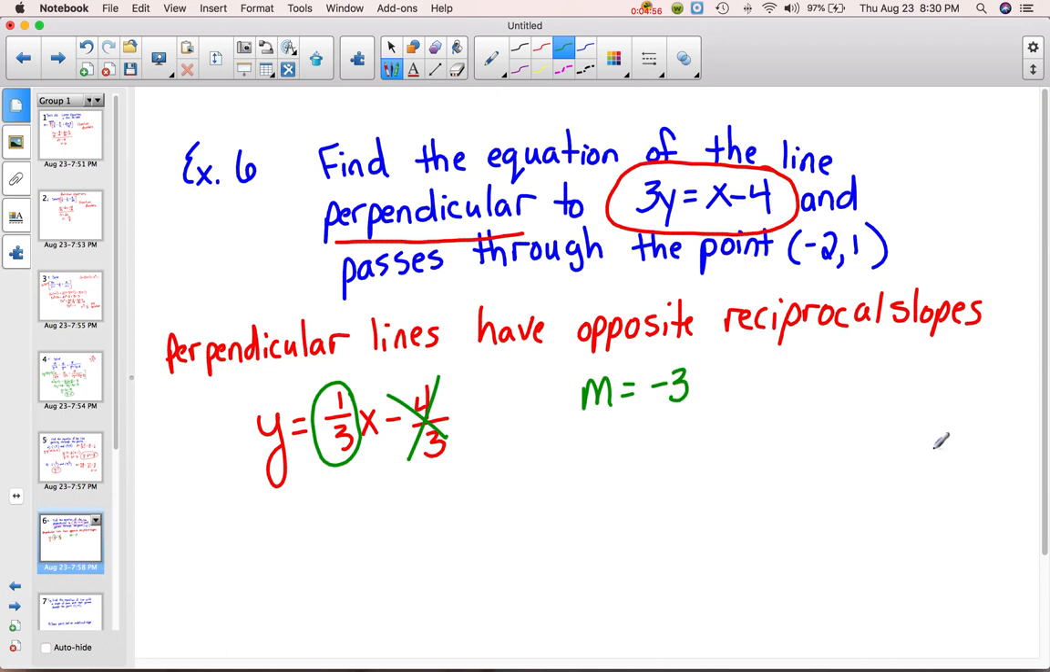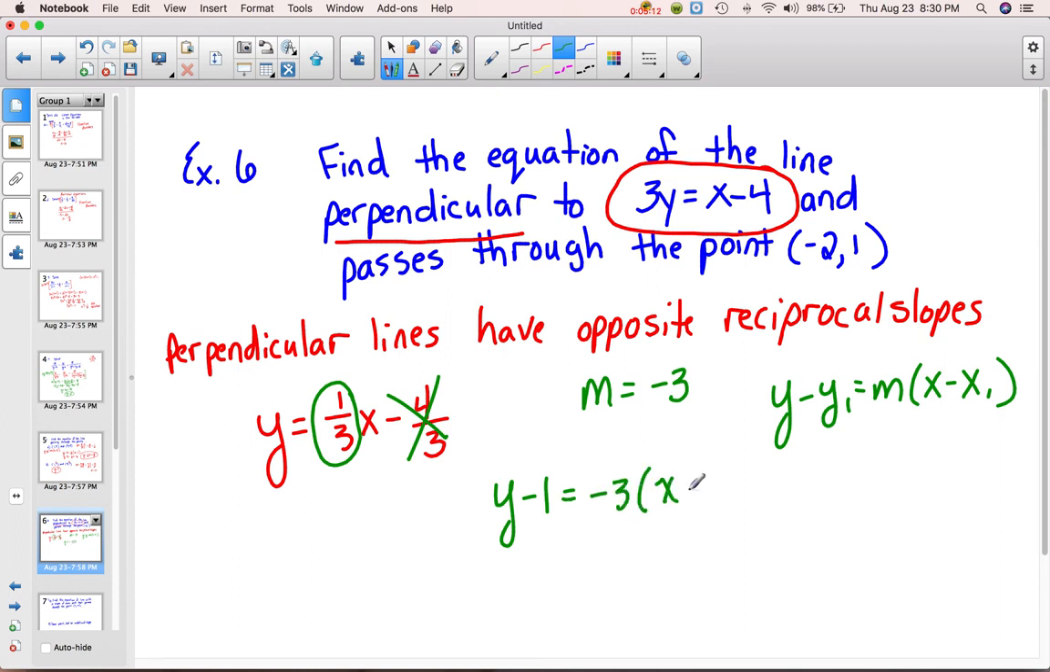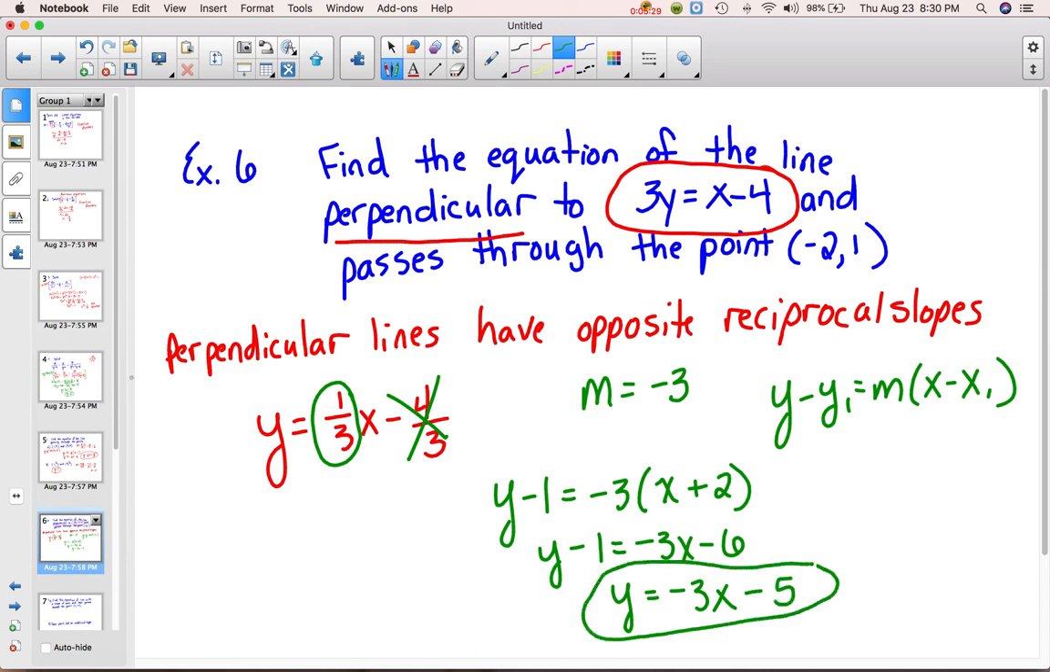Okay, so now I know my slope, and I know the point is (-2, 1), so I'm going to write it out: y minus y1 equals m times x minus x1, and we get y minus 1 equals negative 3 times x minus a negative 2, which makes that a plus 2, and then just simplify this. So we get y equals negative 3x. When I add 1, I get a negative 5. Here is the equation of the line that is going to be perpendicular to this given line, and it's going to pass through the point (-2, 1).